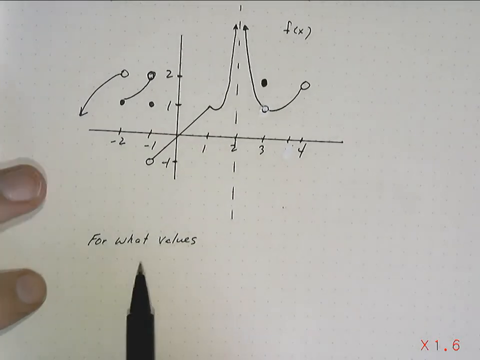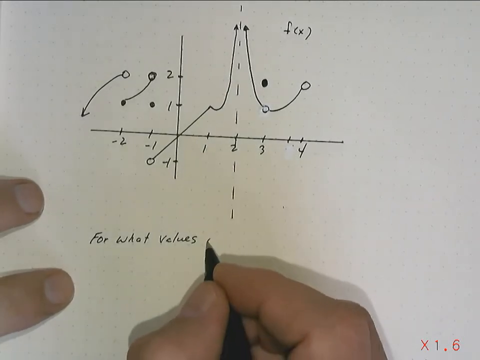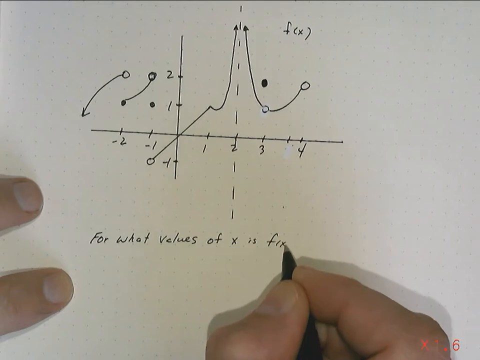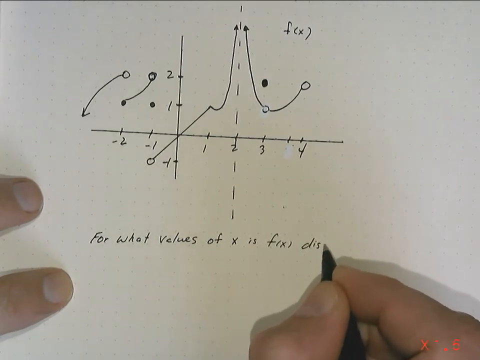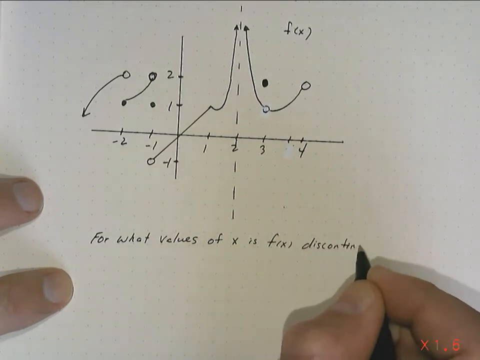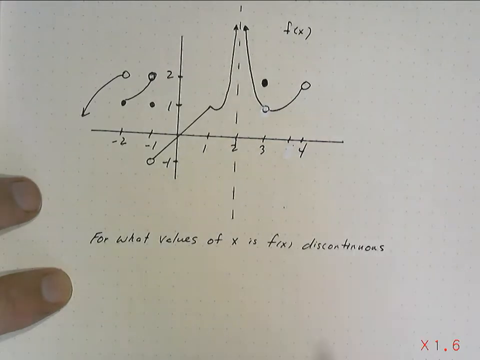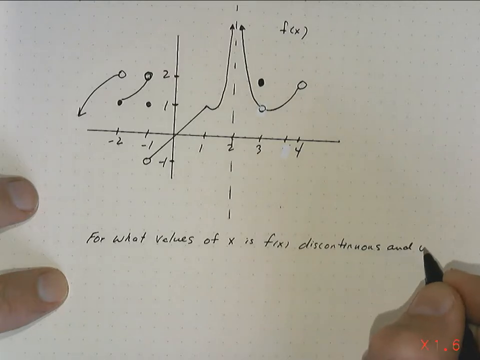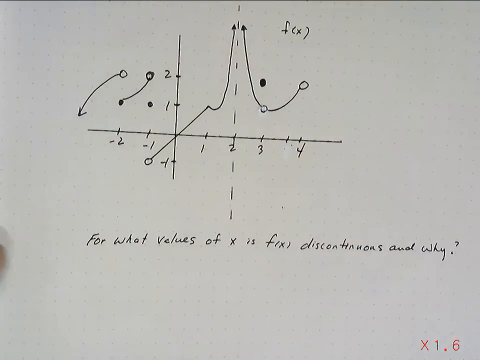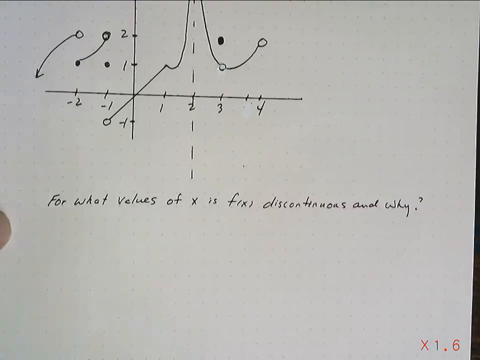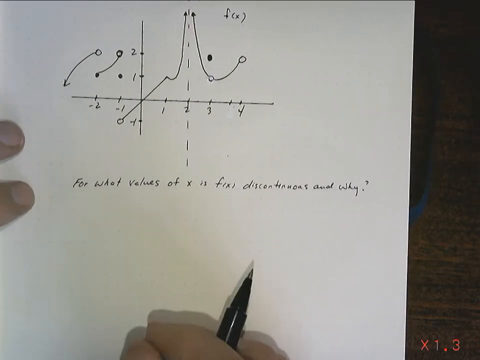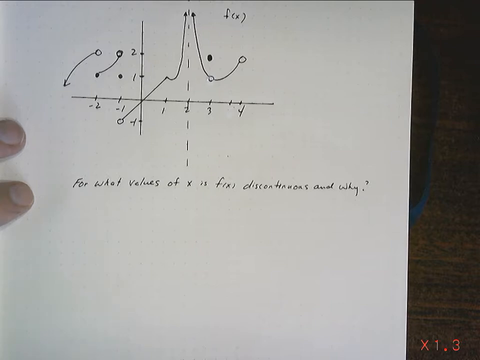For what values of x is f of x discontinuous? And why? Okay? So I want to know for what values we are going to be discontinuous, and I'd like you to tell me why. Okay, so the first one.